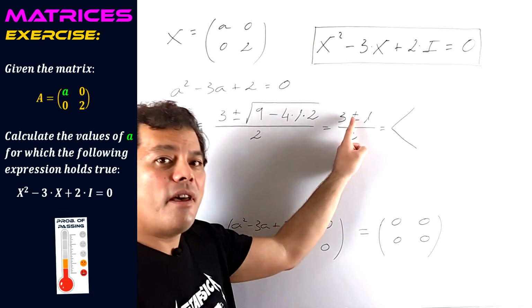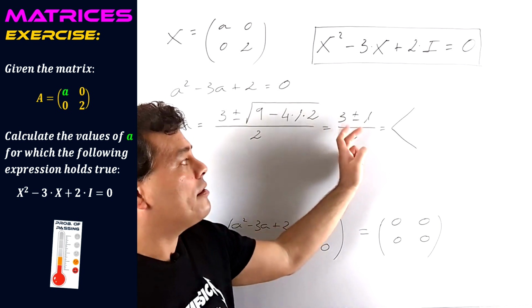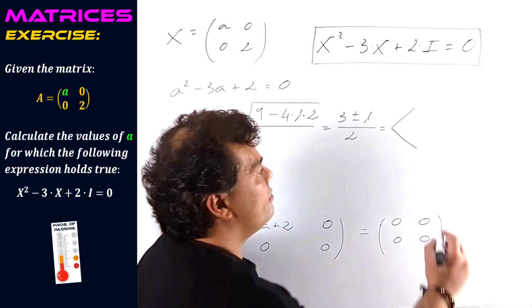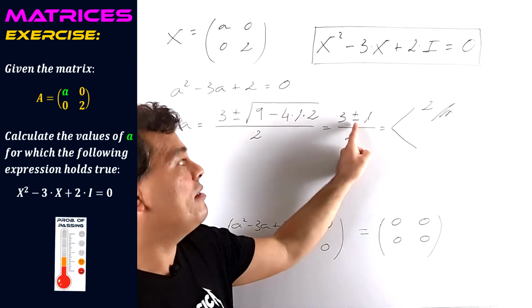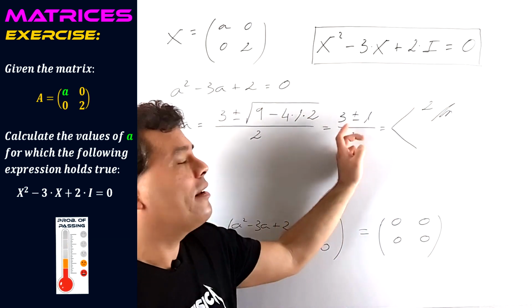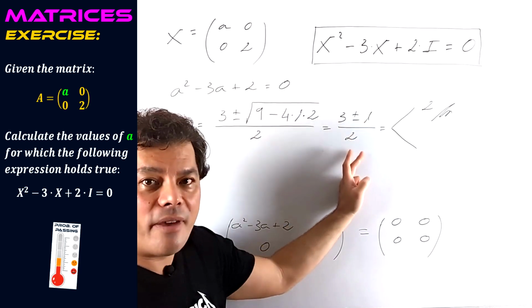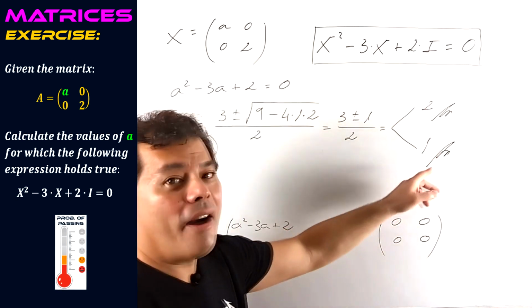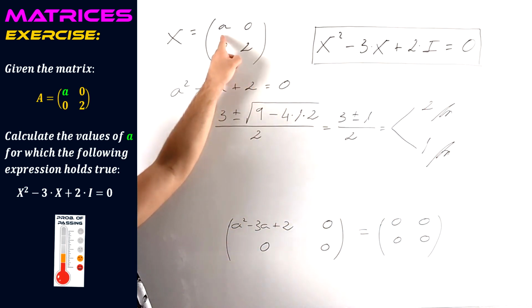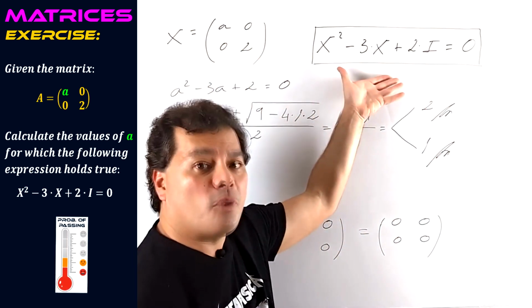Using the plus sign, 3 plus 1 is 4. 4 divided by 2, 2. Second, using 3 minus 1, 2. 2 divided by 2, 1. 2 and 1 are the values of the parameter A that satisfy this expression.